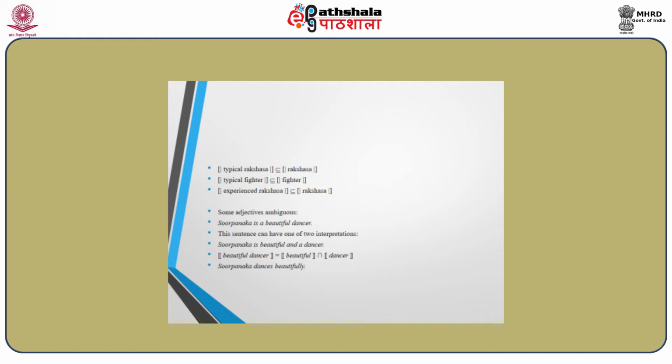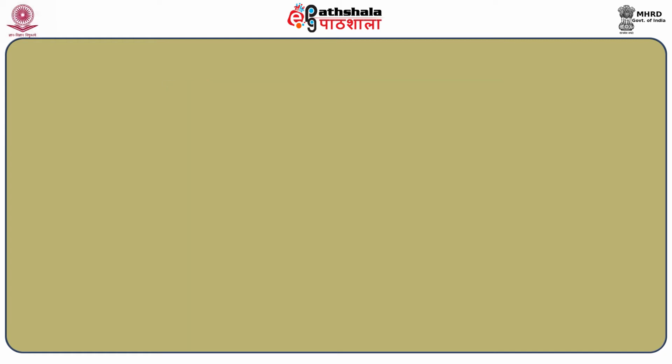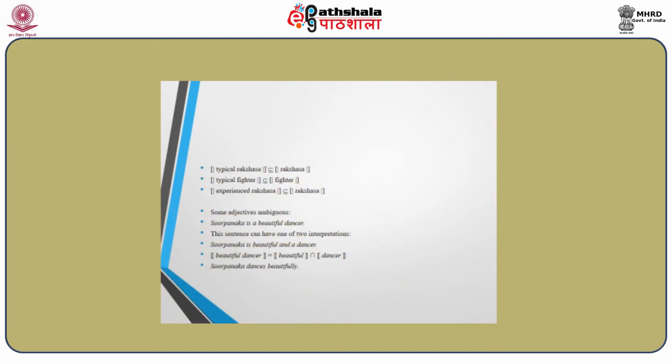Because the adjective-noun combinations like these describe a subset of individuals denoted by the noun alone, these are called subsective adjectives. Some adjectives are ambiguous between an intersective and a subsective reading. A well-known example is the following. Shurpanakha is a beautiful dancer. This sentence can have one of two interpretations. Shurpanakha is beautiful and a dancer, in which case it's a subset of Shurpanakha dances beautifully.